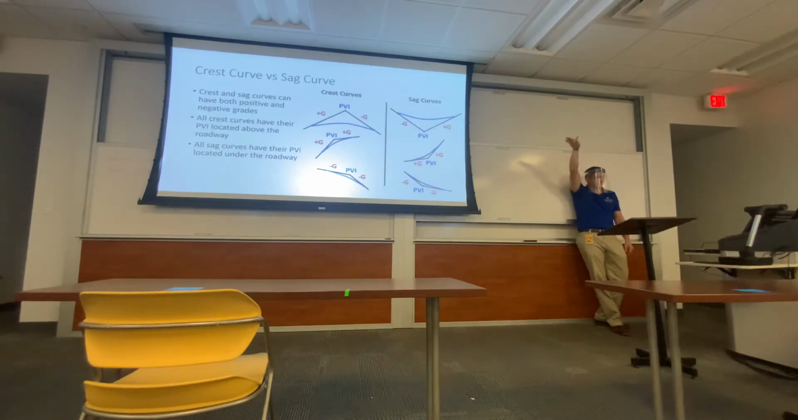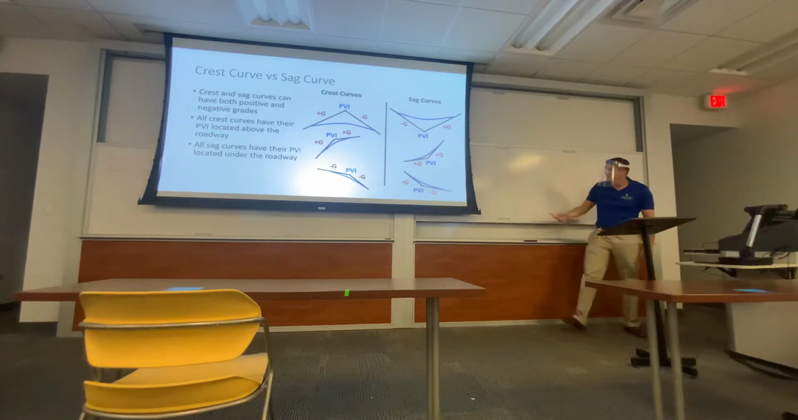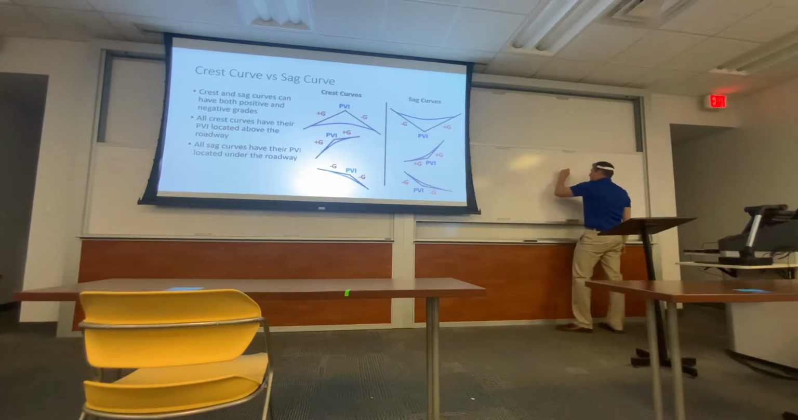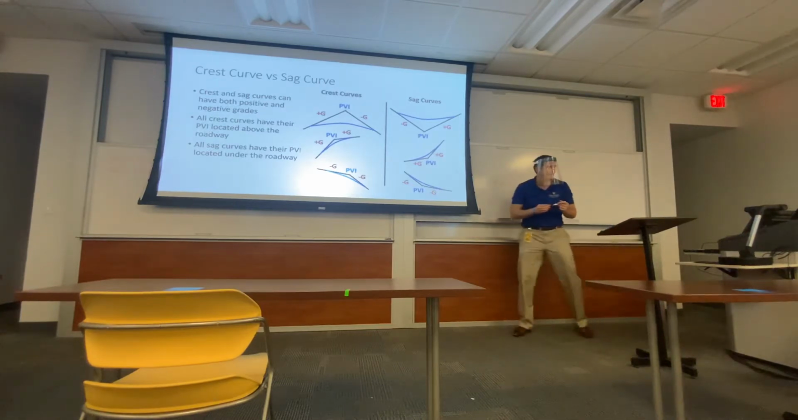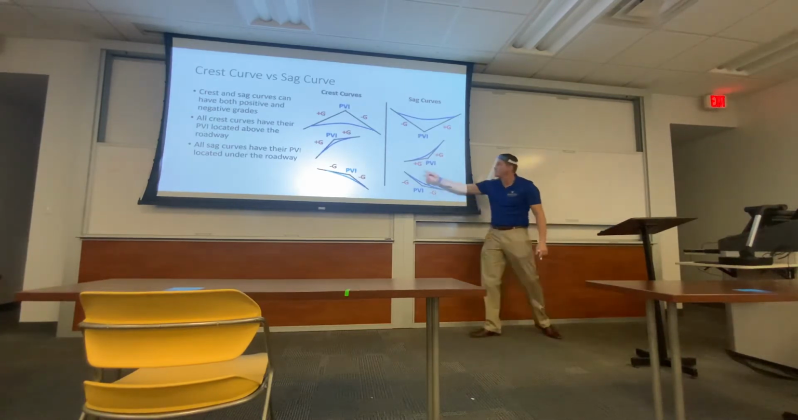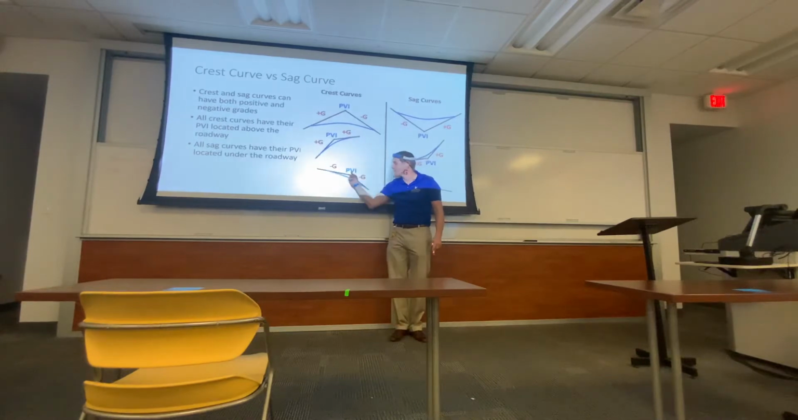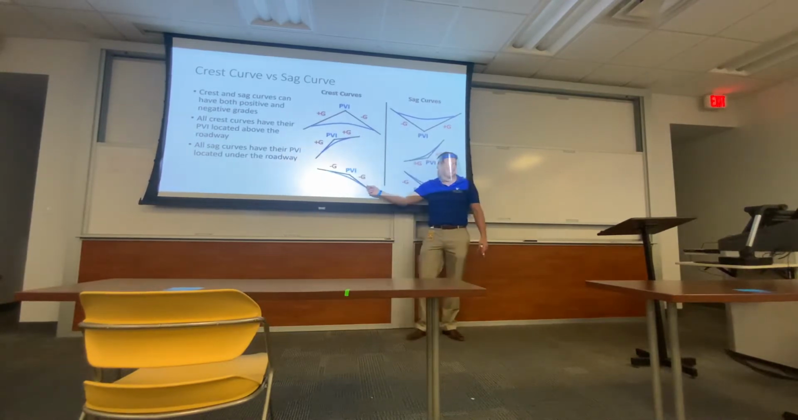A crest curve has the PVI, the point of vertical intersection, above the ground. It's like in space somewhere. So you can see that here G1 is a positive value, G2 is a negative value. It makes a clear crest curve. But you'd also have a crest curve where the PVI is above the road with two positive grades, or above the road with two negative grades.